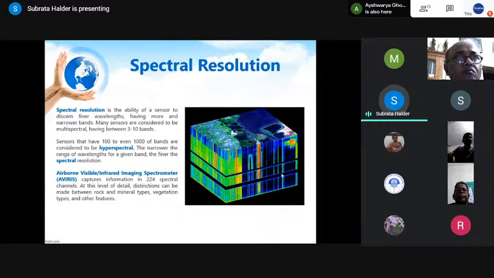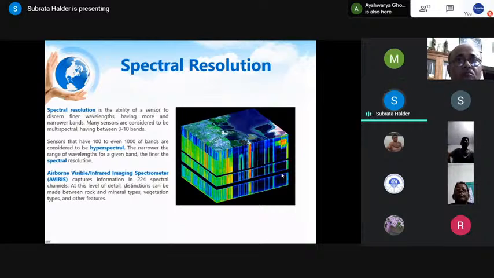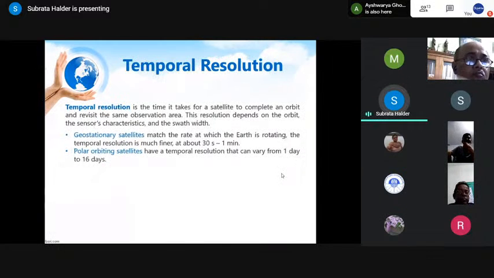The Airborne Visible/Infrared Imaging Spectrometer, that is AVIRIS, captures information in 224 spectral channels. At this level, detailed distinction can be made between rock and mineral types, vegetation type, and other features. Temporal resolution. It is the time it takes for a satellite to complete an orbit and revisit the same observation area. This resolution depends on the orbit, the sensor's characteristics, and the swath width.